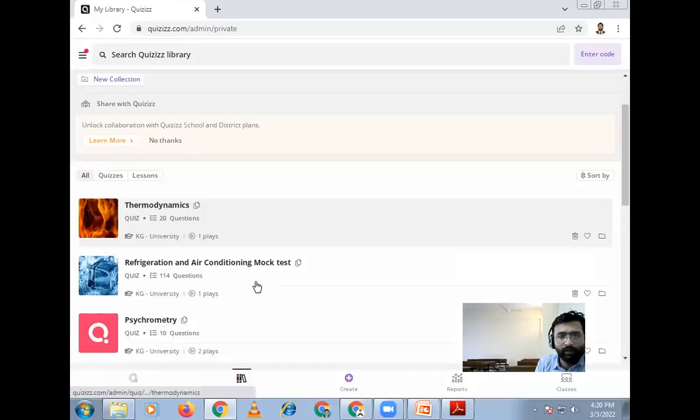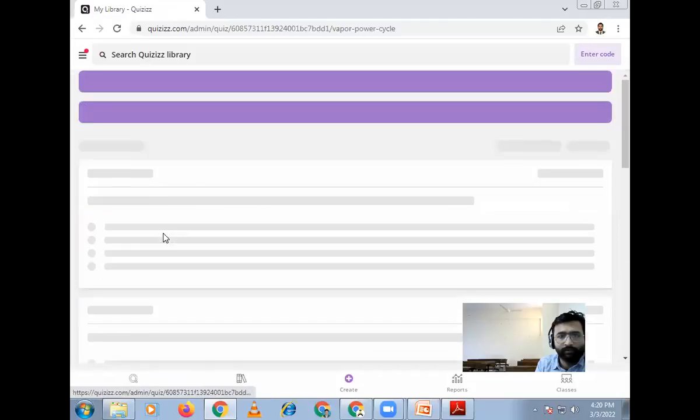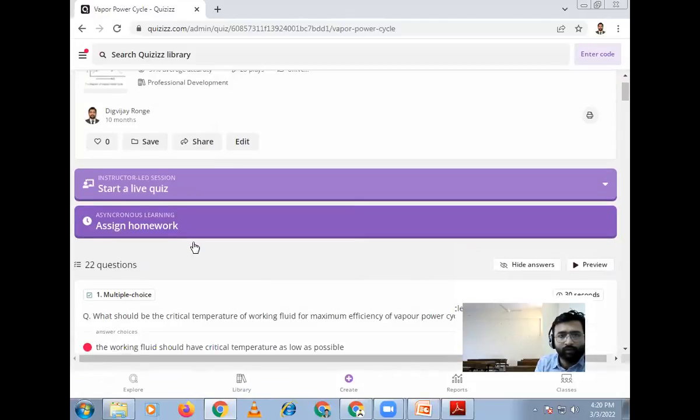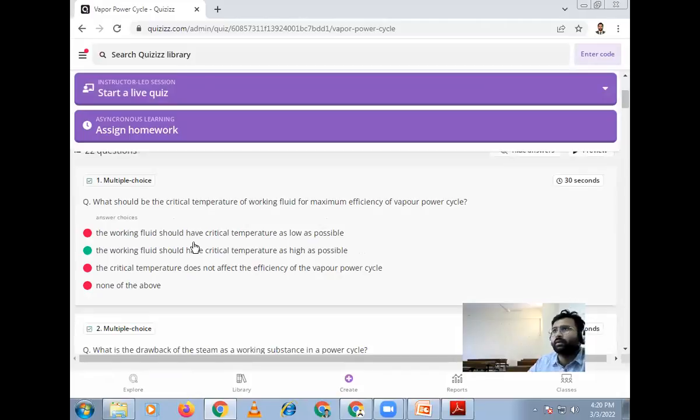So I think we have taken this quiz, vapor power cycle. So let us take one by one. What should be the critical temperature of working fluid for maximum efficiency of vapor cycle? First, working fluid should have critical temperature as low as possible. Second, the working fluid should have critical temperature as high as possible. Third, critical temperature does not have effect on efficiency of vapor power cycle. So this is not true. It should be as high as possible.